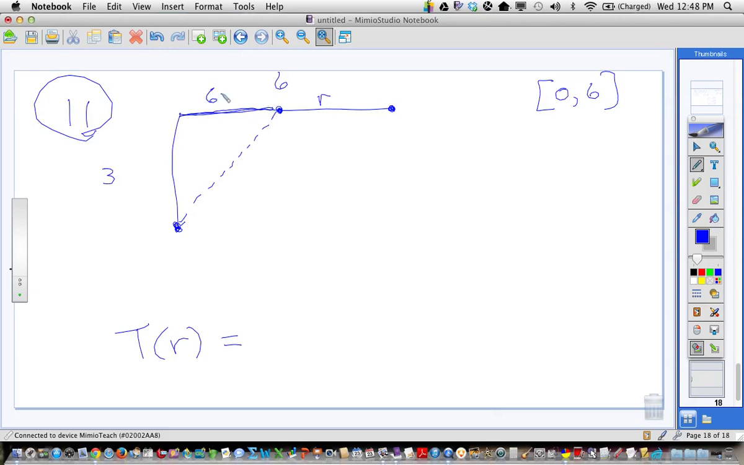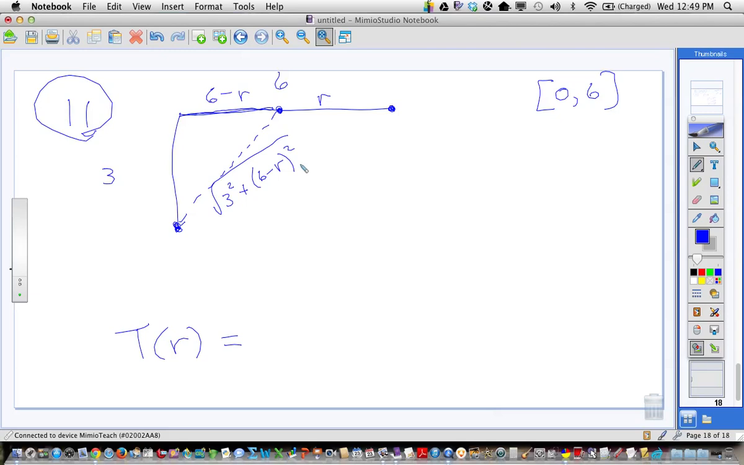Wouldn't that be 6 minus R? Right? If the whole line is 6 and this piece is R, the other piece has to be 6 minus R. Okay? All right? And then that would allow me to do the hypotenuse here, right? Little Pythagorean theorem. So it'd be 3 squared plus 6 minus R squared, and then the square root of all that.